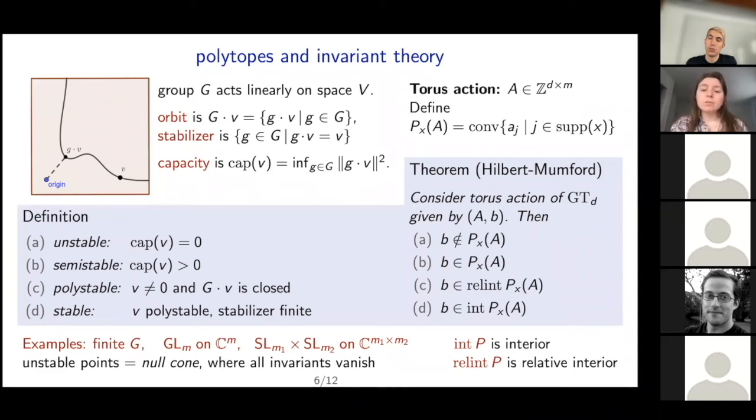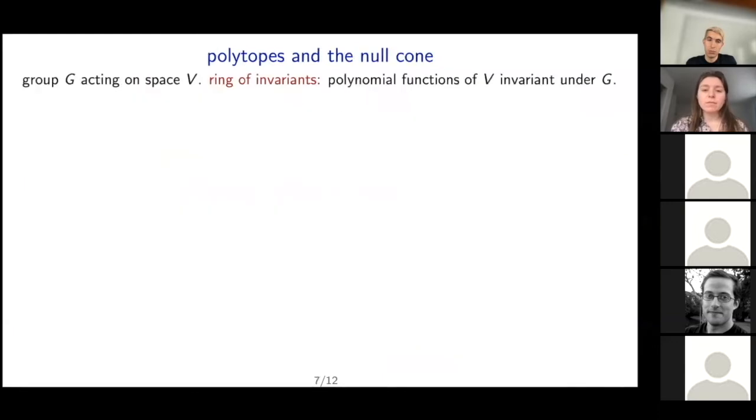And I've just spoken about torus actions here, but this connection also holds for more general group actions. So this polytope here is maybe the first example of a moment polytope, and these can also be defined for more general group actions. Okay, great.